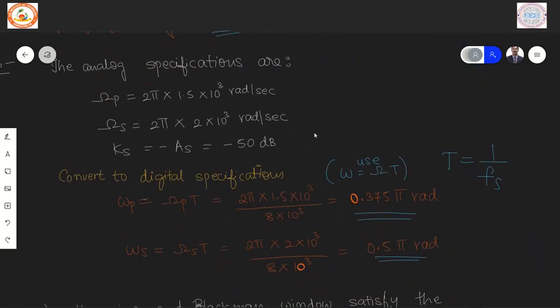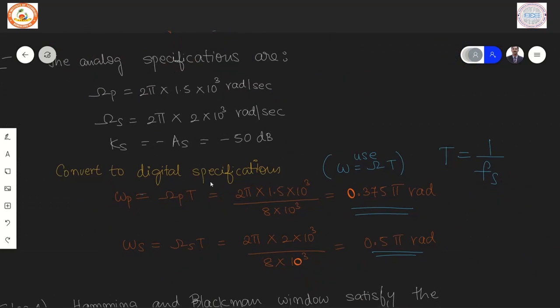Next, convert it to digital specifications. To calculate omega, we have to multiply it with T or divide by fs. Here we know the value of fs, so we can divide by fs and get the answer in terms of radians. Therefore, omega p is 0.375 pi radians, omega s is 0.5 pi radians.